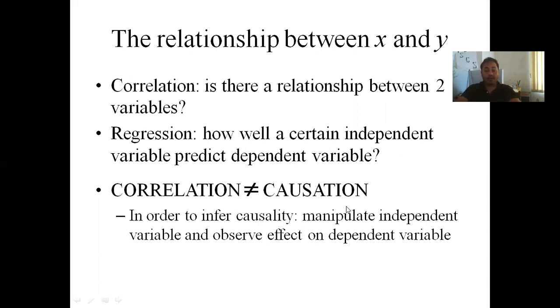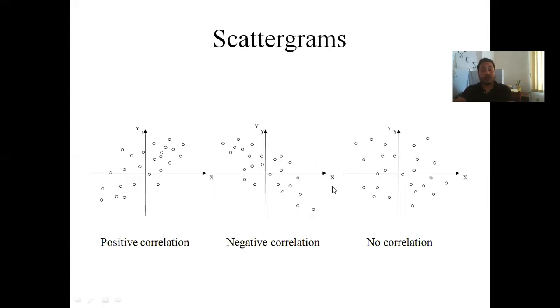Then, correlation is not equal to causation. In order to infer causality, manipulate the independent variable and observe the effect on the dependent variable. Look at this diagram. You have already seen this type of diagram, and in the last class I asked you questions about the different types of graphs, like histogram, scatter plot, pie plot. So the scattergram is one of them to represent the data, to understand the data.